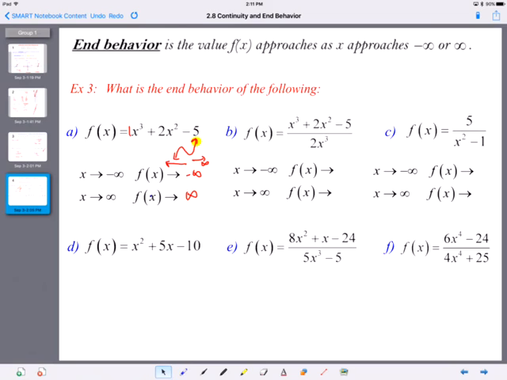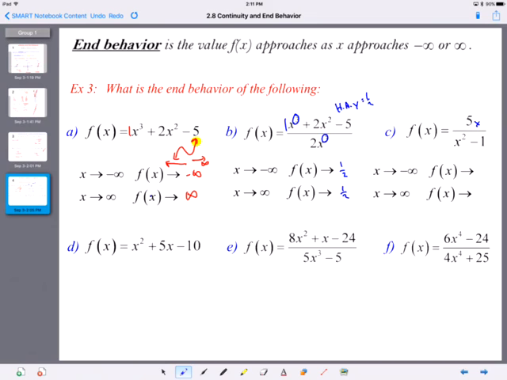Alright, so on this one, on part B, you have degrees that are both 3. So your horizontal asymptote is at 1/2. So as x gets really large, by definition of an asymptote, for the horizontal one, y gets closer and closer and closer to 1/2. And so as x approaches negative infinity, it goes to 1/2, and as x approaches infinity, it goes to 1/2.